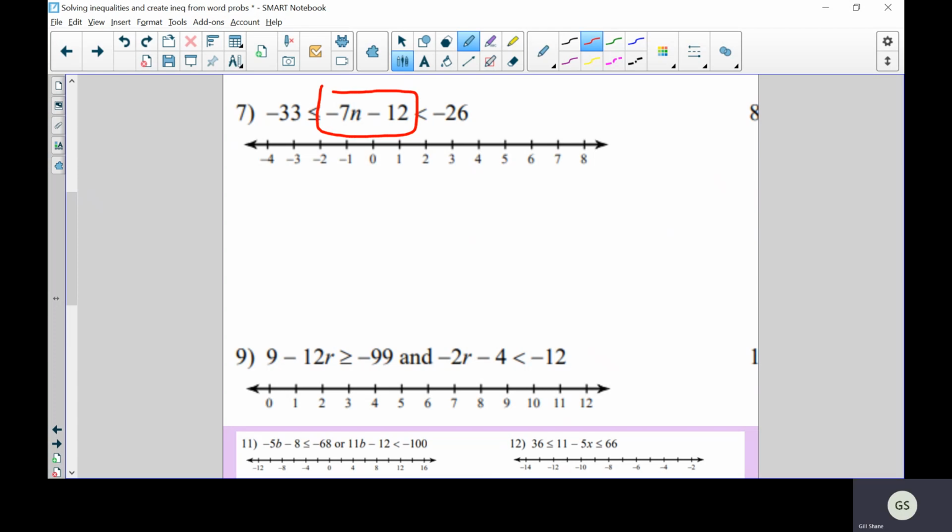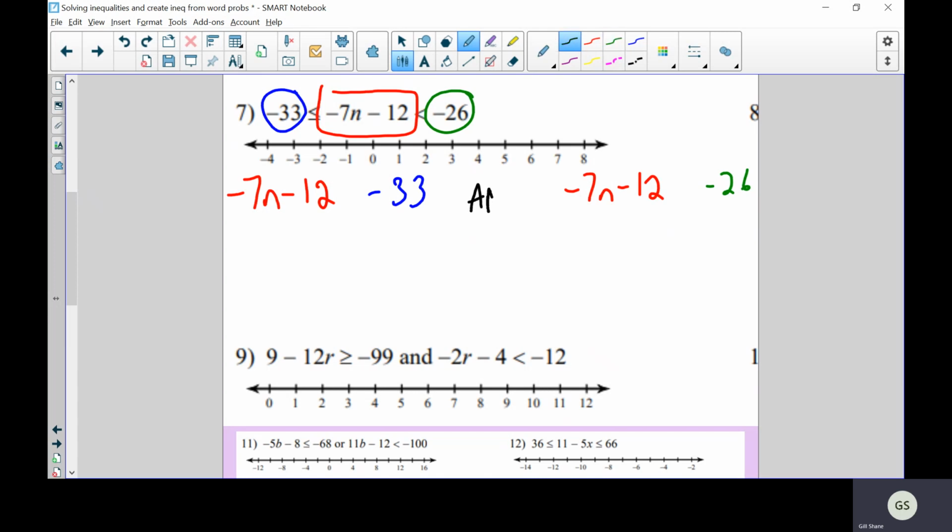Put a box around the middle. That's going to be used twice. I could go ahead and even write it over here if I wanted. Now, I'm going to take this negative 33 and make it part of this one, and I'm going to take this negative 26 and make it part of this one. Now I'm going to have "and" in the middle still. Well, not really still, but if there was no word in the original problem, then it has to be an "and."